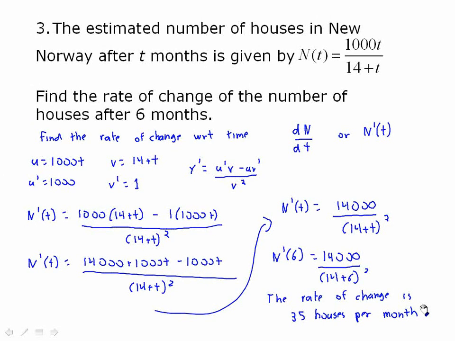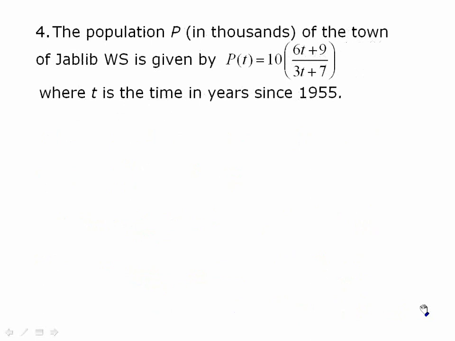So, next question, kind of the same sort of thing. Stop me if you want and go through this one. Here we're given the population of this town, Jablib, Wisconsin. P at t is equal to 10 times (6t plus 9) over (3t plus 7). T is given to us as the time in years since 1955. So this formula will allow us to get the population at any given time since 55.